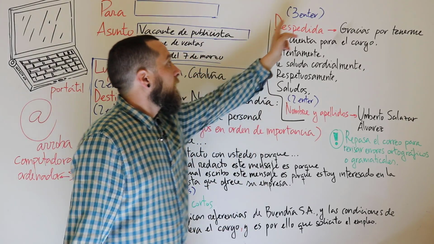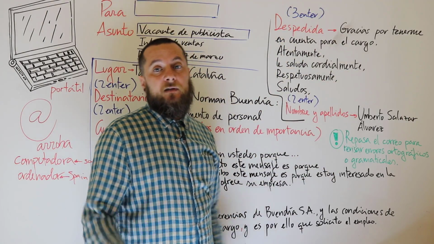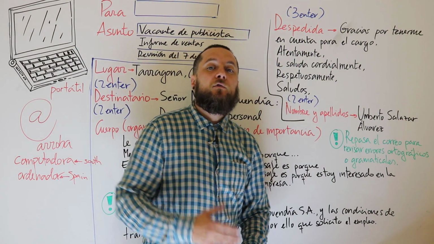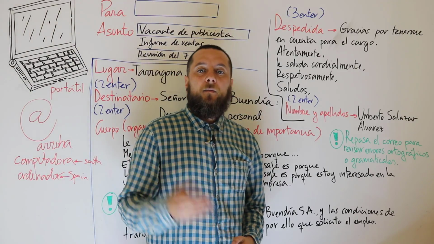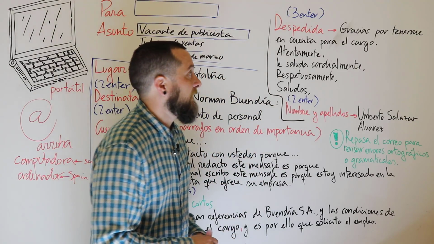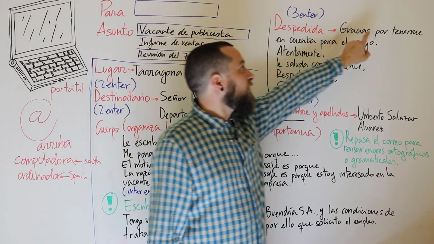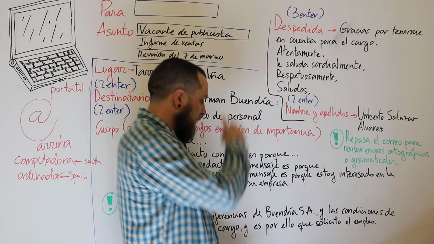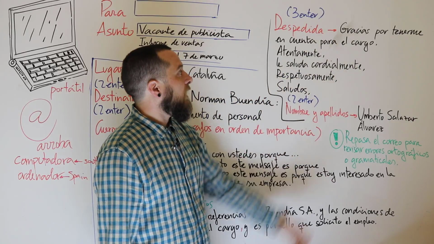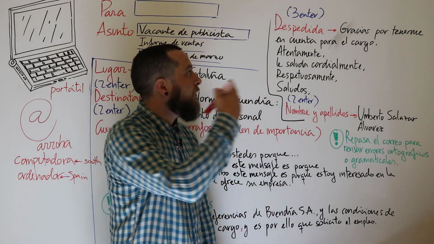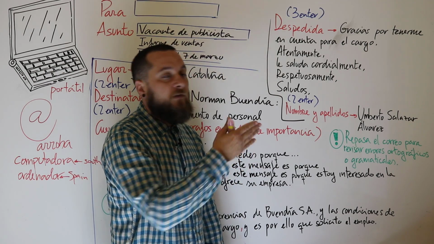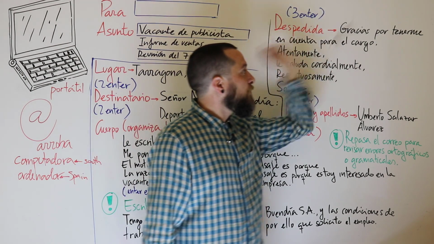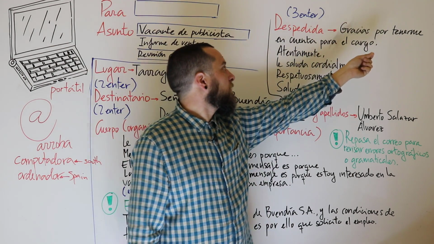Okay? Then we have to click 3 times in the enter button. 1, 2, 3, and we have the farewell. The way we're going to say goodbye in a formal way. Goodbye, bye-bye, ta-ta, see you later, alligator. Despedida, gracias por tenerme en cuenta para el cargo. This is a sentence that I wrote because it is connected with this email. And we can say thanks for having me, for thinking of me for this job, okay? It could be something like that. Gracias por tenerme en cuenta para el cargo.